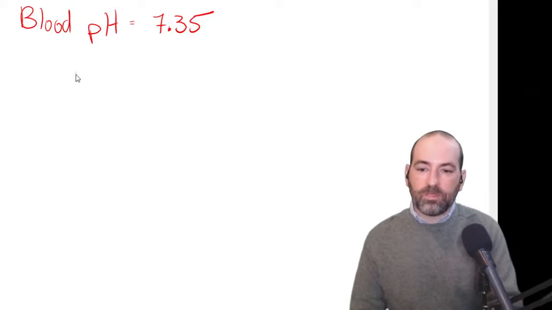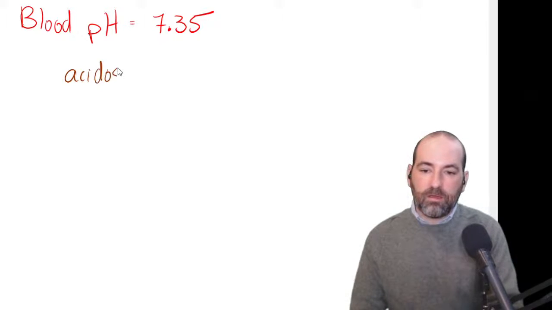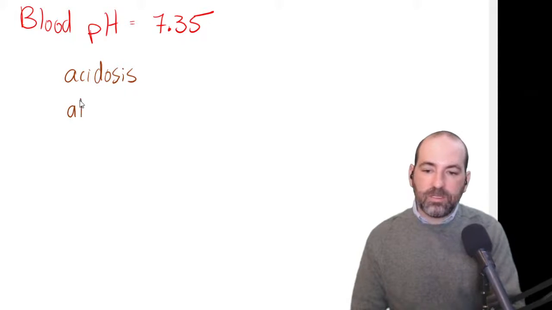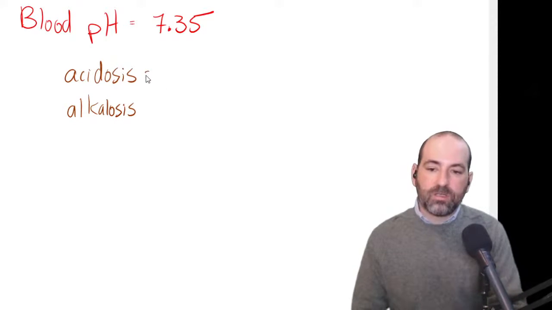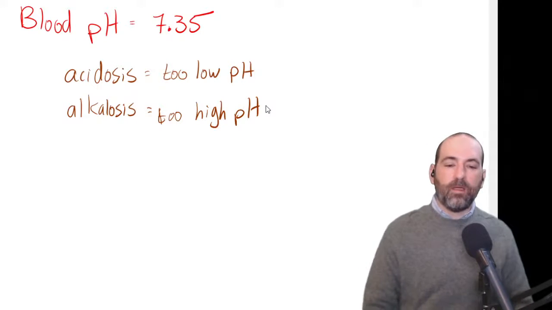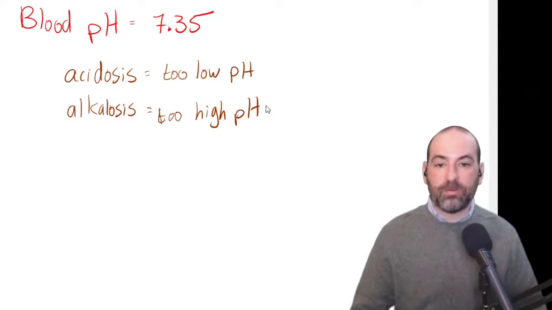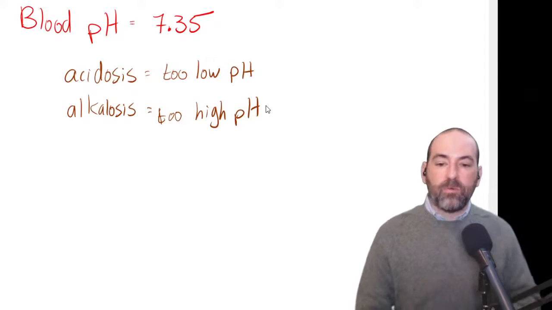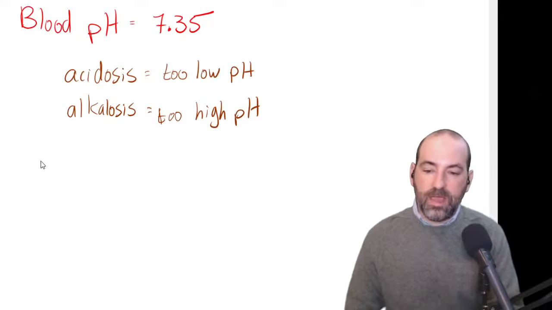The terms for those are acidosis and alkalosis. Acidosis is when your blood pH goes too low, and alkalosis is when your blood pH goes too high. And if either of those things happen, they cause major problems in your body. And the way that your body regulates pH is with carbon dioxide.